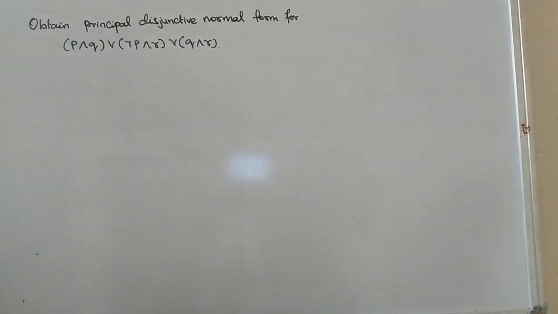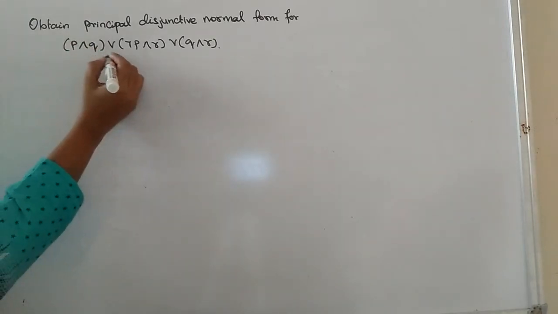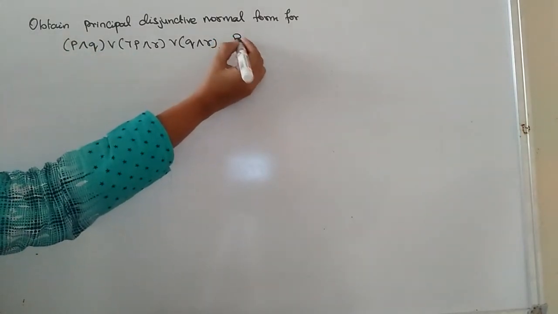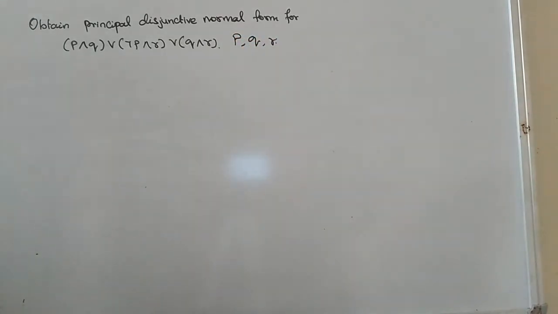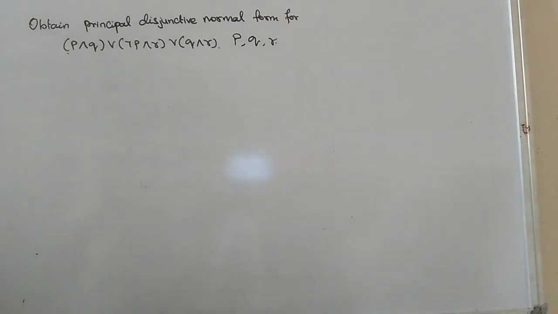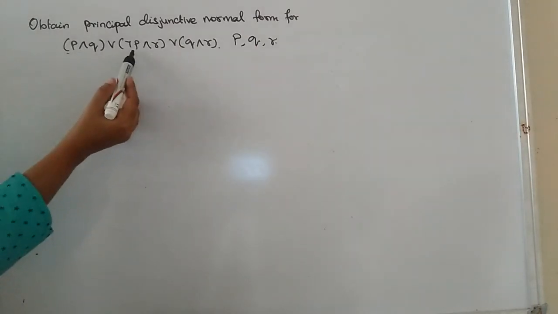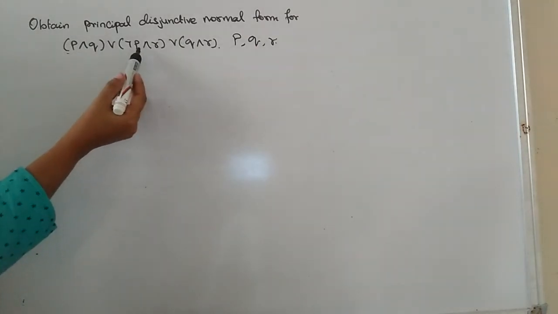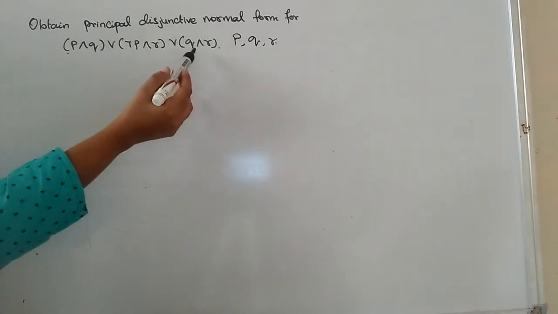Just consider this formula. What are all the variables involved in this formula? We have three variables: P, Q, and R. Consider each term. In each term we have only two variables. In this term we have P and Q only, R is not included here. Here we have P and R, no Q, and here Q and R are available, but there is no P.